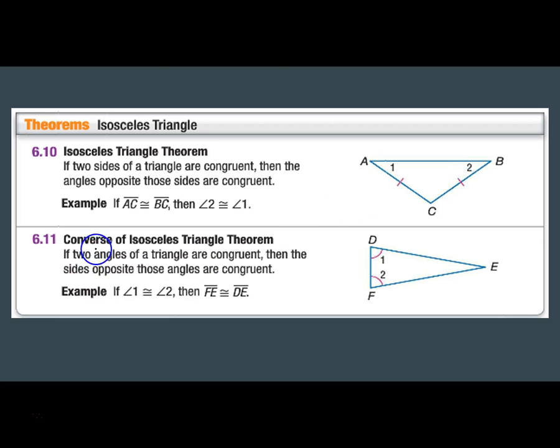Then we have the converse of the isosceles triangle theorem. Whenever we hear converse of a theorem, it's just the flip version of that. So what they're saying is if we have angle 1 and angle 2 which are congruent to each other, then we know that we have sides opposite them that are congruent. So side DE is congruent with side FE. And there we go.